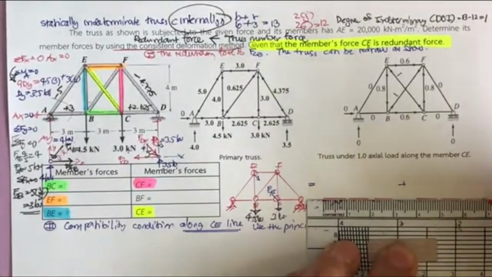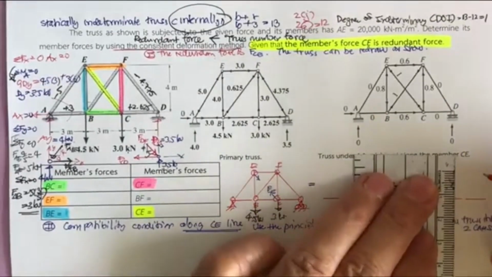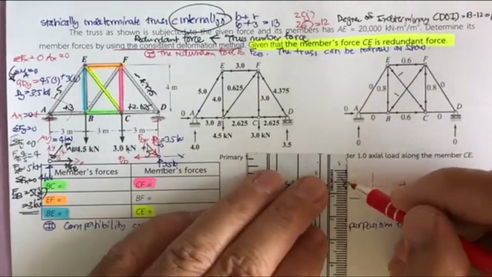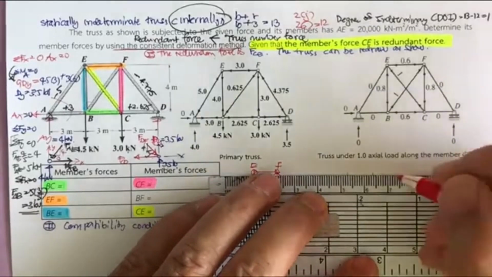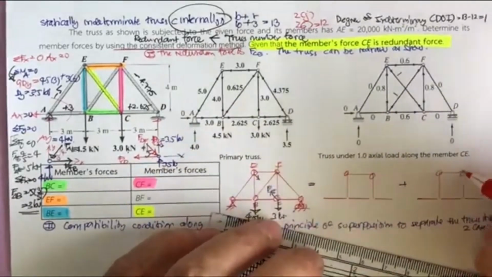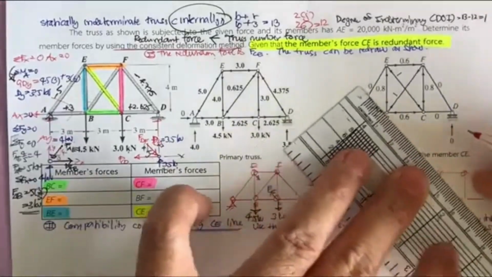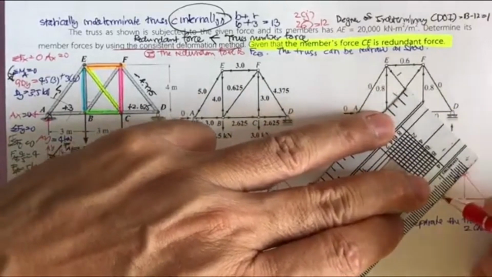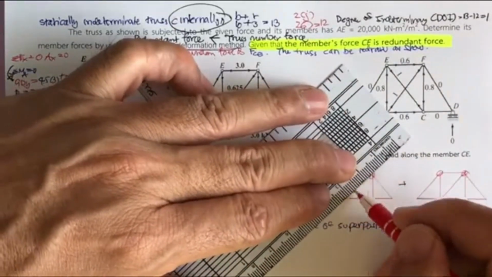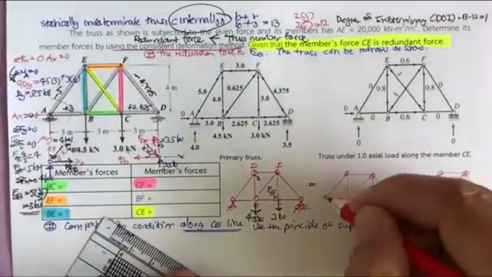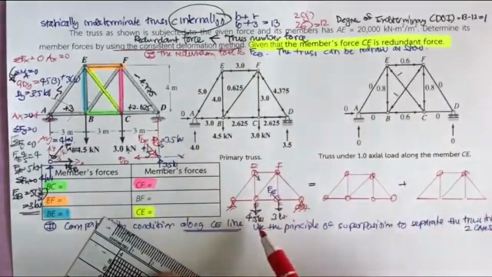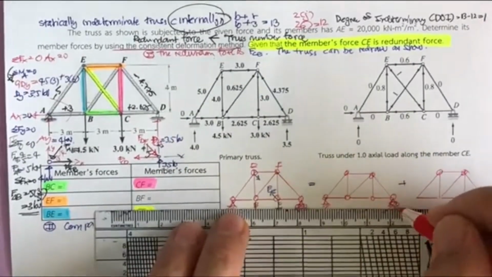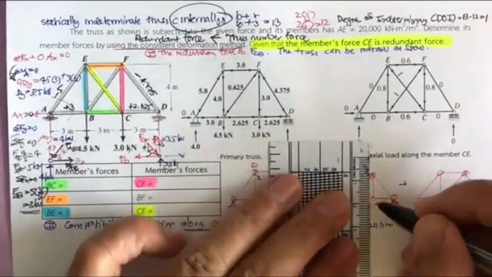One truss will be subjected to the applied loading, and the other truss will be subjected to the redundant. When they combine with each other, you will get the statically indeterminate truss, and then you can solve from the force displacement relationship. The first one will be subjected to the applied force, and we call this the primary truss.